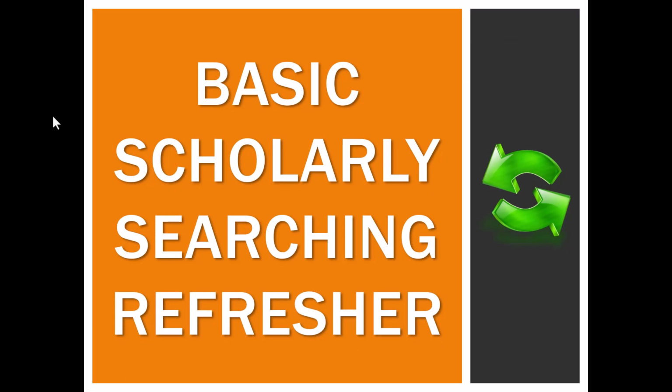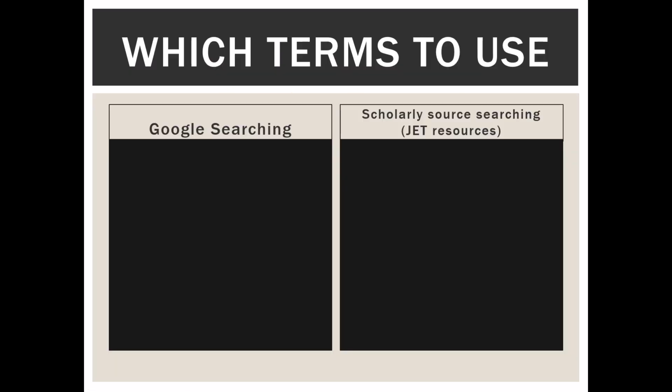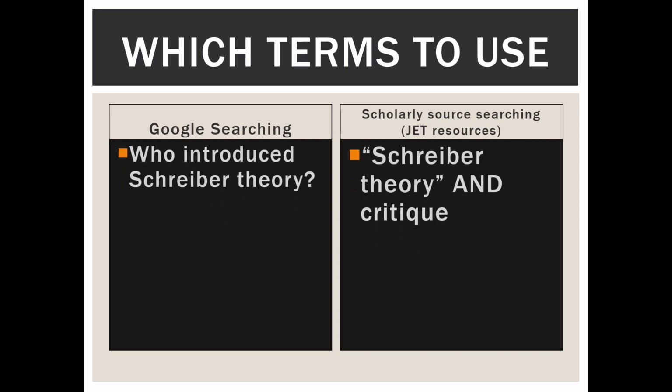First, let's get started by looking at some of the basics of scholarly searching. And we'll start off by discussing how scholarly searching is different from using Google. If you're like me, you use Google every single day of your life, and it's great if you want to look up sports scores or buy a pair of shoes, but it's not as useful if you want to do scholarly research.